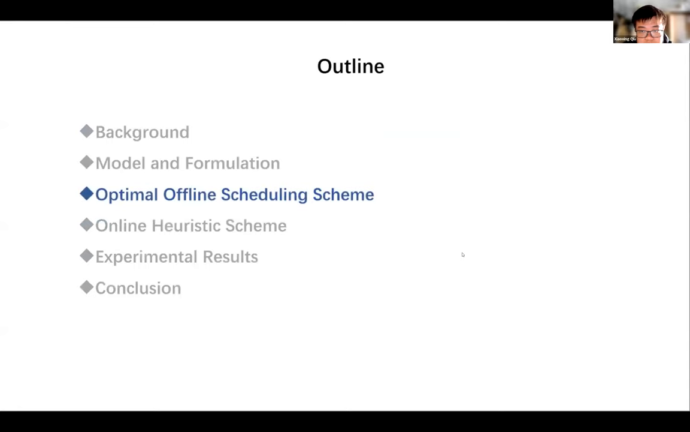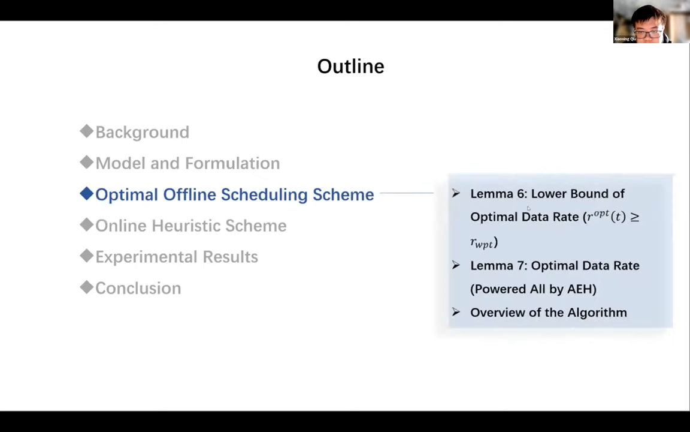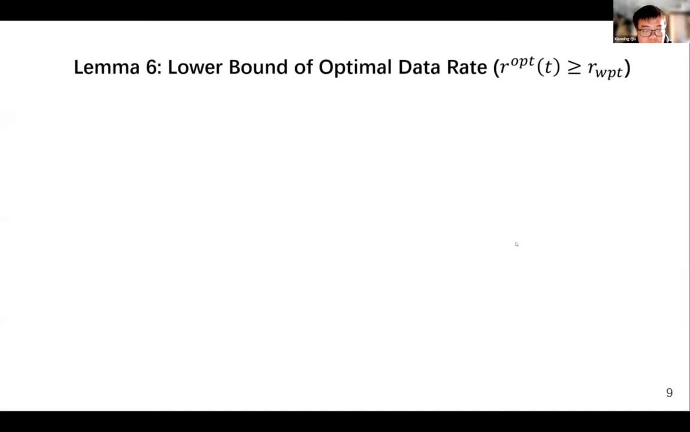Next, I will talk about the optimal offline scheduling scheme proposed in this work. To obtain the optimal data transmission rate in the offline scheme, we first introduced two lemmas in this work, lemma 6 and lemma 7, and then present the overview of the algorithm. Lemma 6 finds the lower bound of the data rate in the optimal policy, where R_OPT represents the data rates under the optimal policy.